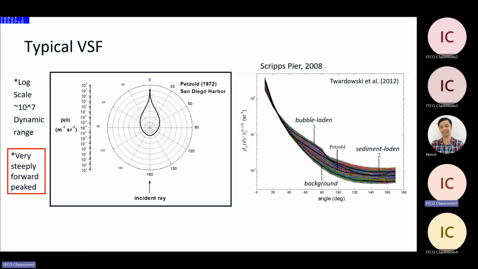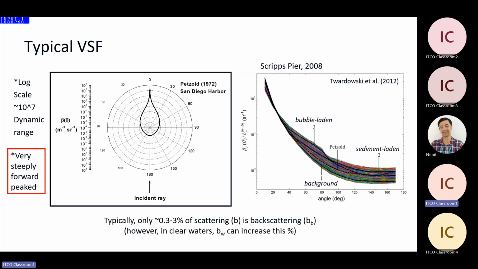But there was significant variability in the shape of the VSF, and that's related to the types of particles that are there. There was a plot shown earlier about bubble-laden hydrosols, and you get this mid-angle peak, which is very, very interesting and very unique. It's purely because you've got this perfect sphere going through the water, and it's very easy to simulate or model that with Mie theory, Lorenz-Mie theory.